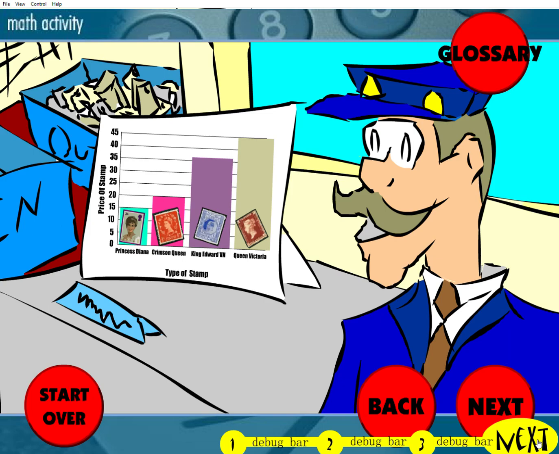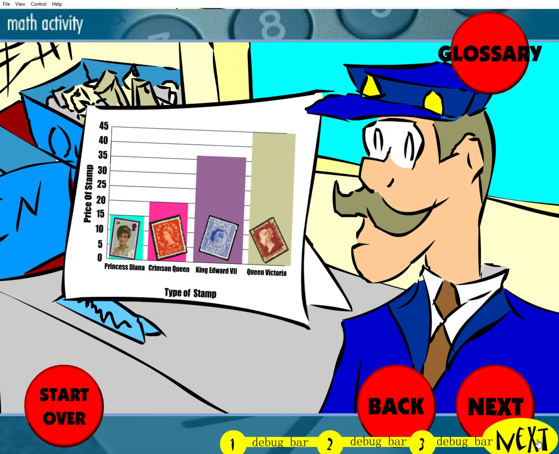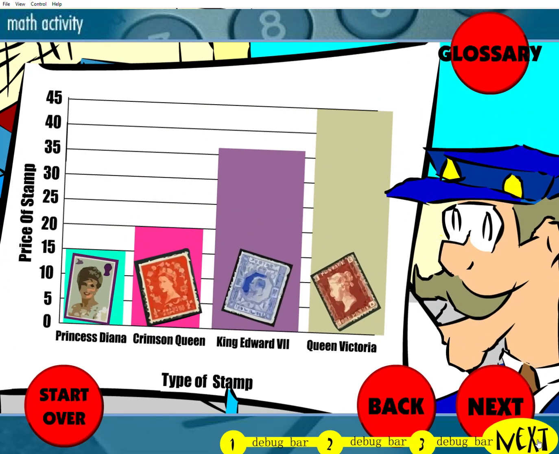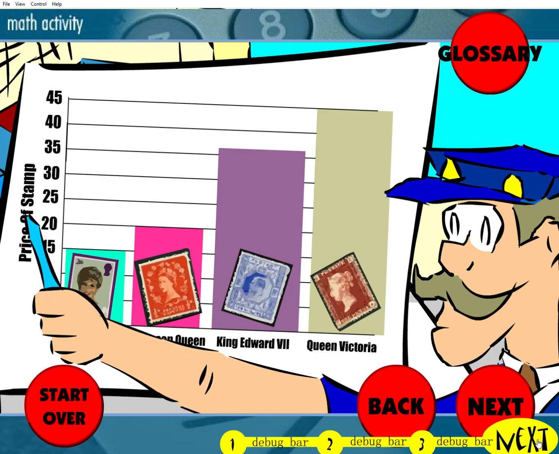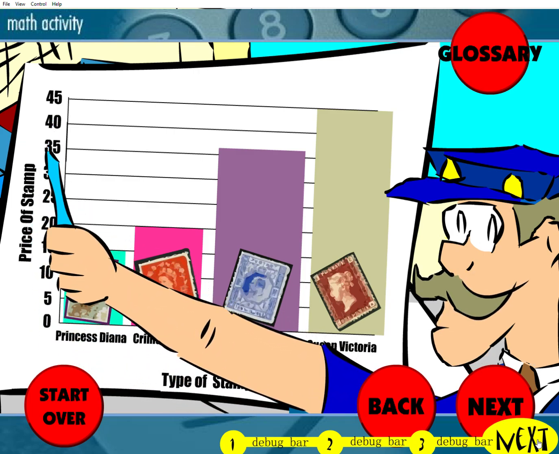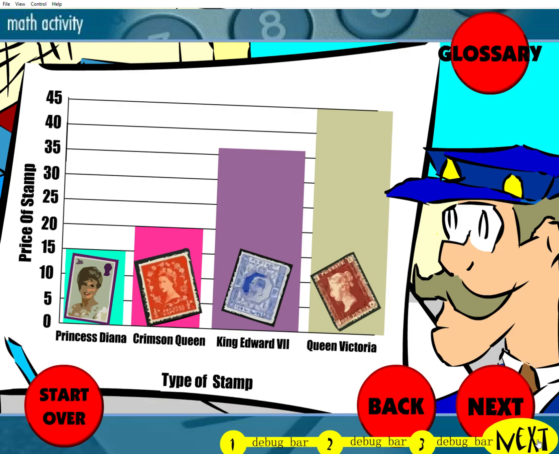I've also made a bar graph to represent how much each of these stamps is worth right now. See, I have each stamp labeled here at the bottom. Then on the side, I have numbers to show the prices of each stamp.